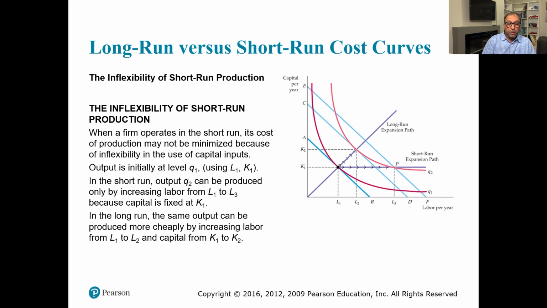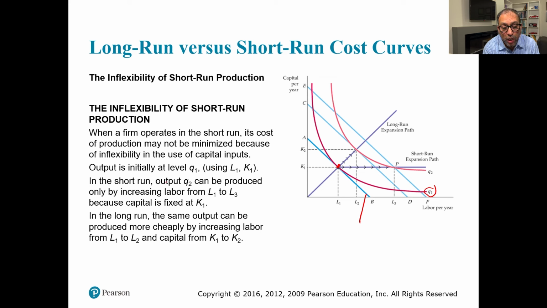When a firm operates in the short run, its cost of production may not be minimized because of inflexibility in the use of a capital input. So output is initially at Q1. We see here, this is our isoquant curve. This is our isocost curve, right? And we get a point of tangency. Agreed? Output is initially at Q1.